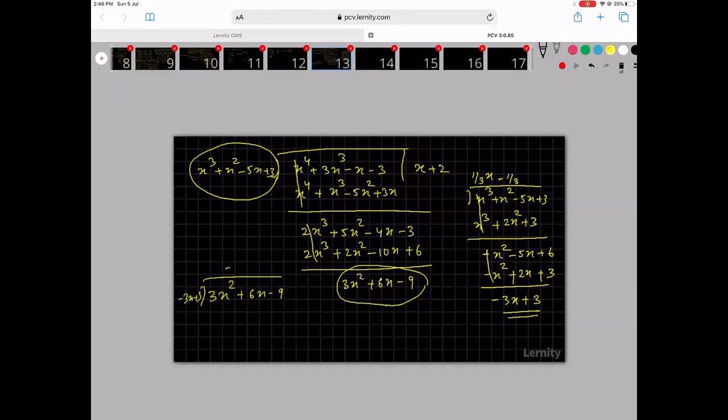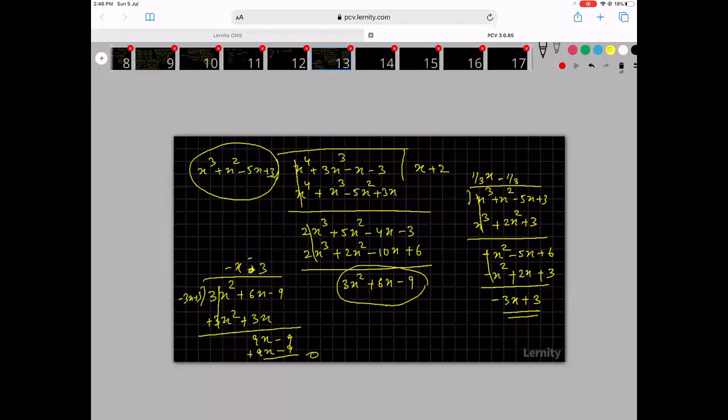I will just take minus x here. So I'll get minus 3x square, then I'll get minus 3x. So when I subtract them, this will vanish. So this will become 9x minus 9. So I'll put here plus 3. Sorry, minus 3. I'll get plus 9x minus 9. Now I subtract, I get 0.